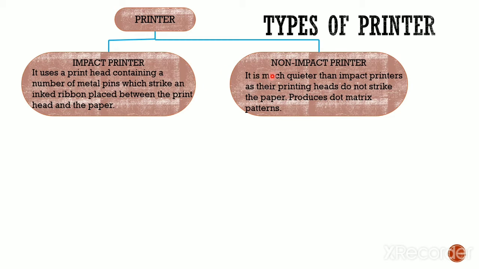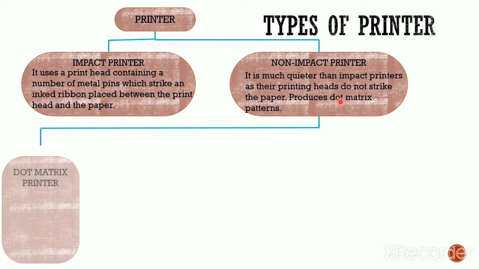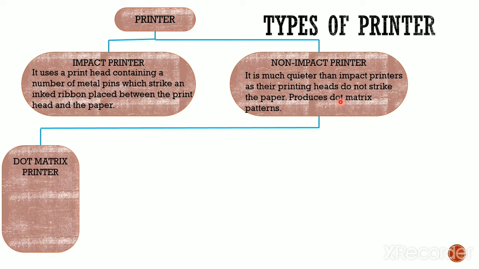The non-impact printer is much quieter than impact printers, as its printer head does not strike the paper. Okay, the print head will never go and strike the paper directly. It produces a dot matrix print pattern. Okay, the dot matrix pattern will be printed on non-impact printers. There are types of impact printers. Okay, we'll see them one by one.